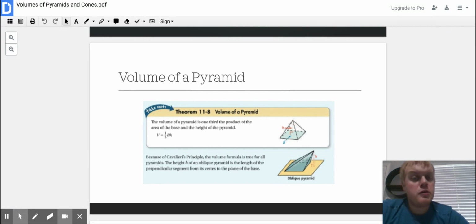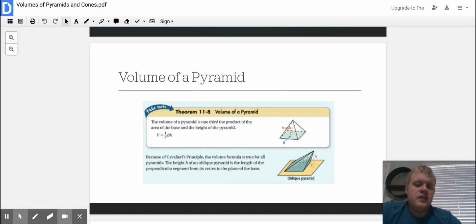So here's our formula that we'll be using. The volume of a pyramid is 1/3 the product of the area of the base and the height of the pyramid. So again, this will be the formula that we use for all pyramids. V equals 1/3 big B H. And again, big B is represented by the area of the base. So again, depending on what your base is, it's going to be the area of that base times the height of the pyramid. And again, this is a good label here of what it's supposed to look like. Again, the height should always be perpendicular to the base.